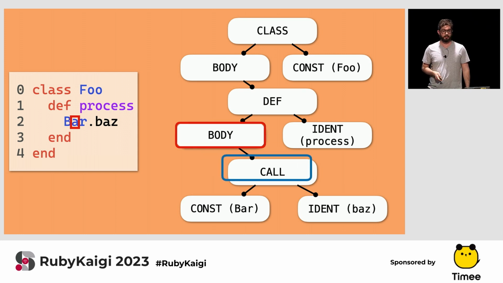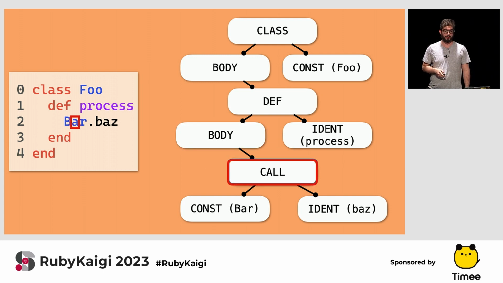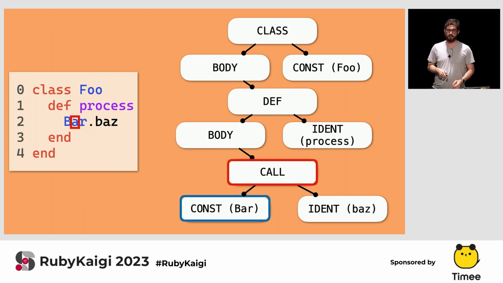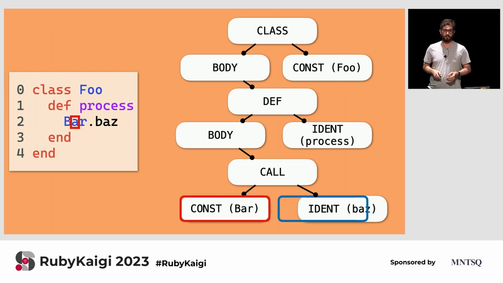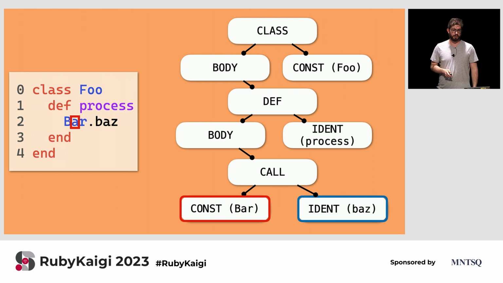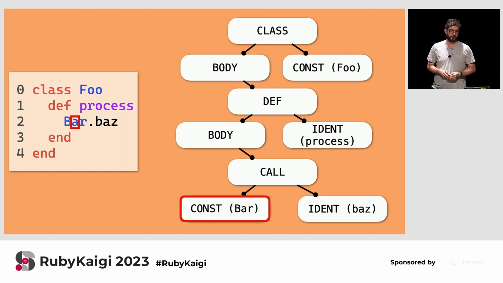We do the same for the method called bar.baz, which also covers and is more specific. Then we check the constant bar. It also covers, it is more specific than bar.baz, so we update the target again, and we perform one last comparison, which is checking if the identifier of the method called baz covers the A character in bar. It doesn't, so we conclude that bar is the right target for Goat's definition.